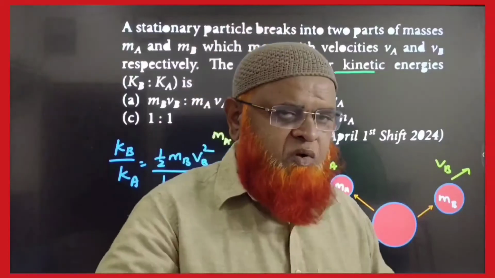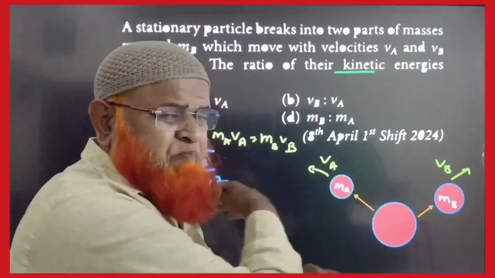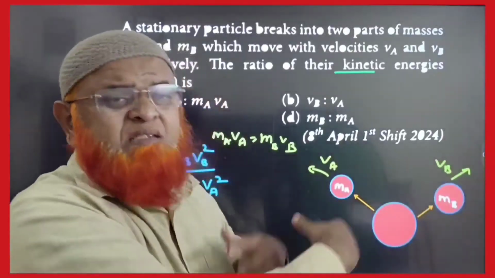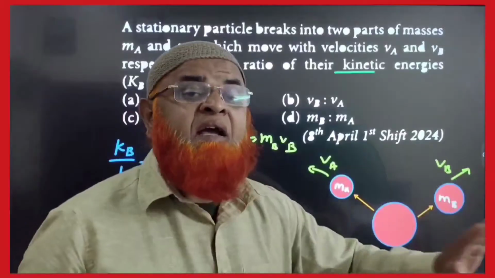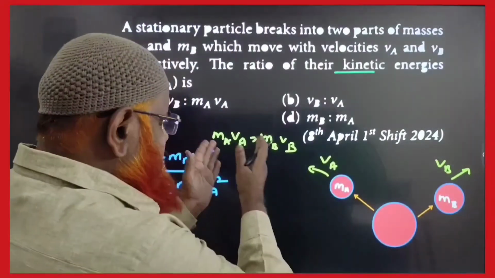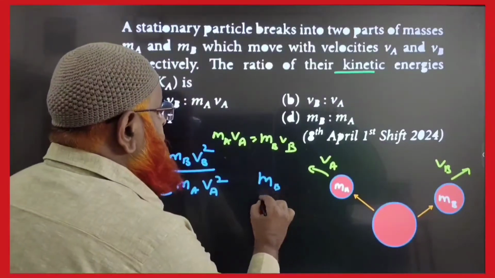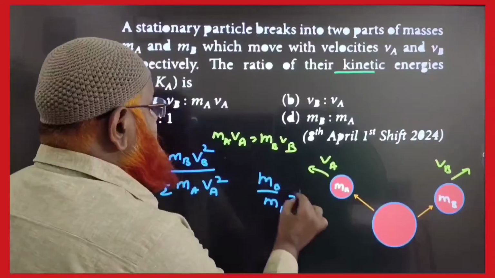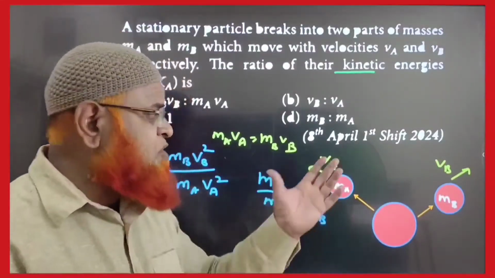That's it. My dear students, this is a previous year question asked in JEE Mains 2024. A particle blast breaks into 2 pieces. These 2 pieces move in the opposite direction with velocities Vb and Va, having masses Ma and Mb. Then in such cases, conservation of momentum takes place. That means Ma Va is equal to Mb Vb. Or I can write now Mb by Ma is equal to Va by Vb. This is the concept which we get from conservation of momentum.